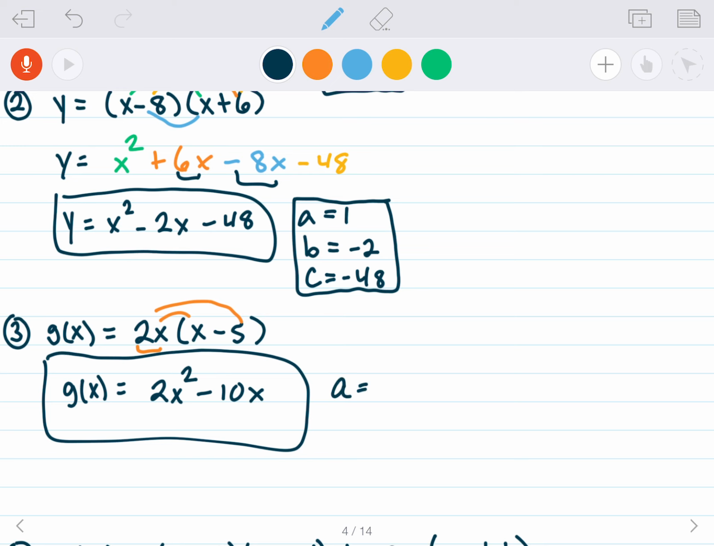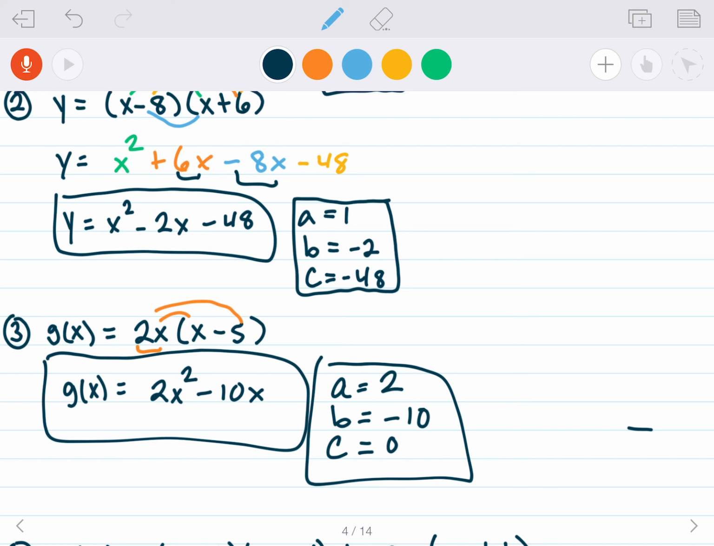So a, the number attached to x squared this time, is 2. B is going to be the number attached to x, which is negative 10. And c is the constant term, and we don't see a constant term, so we're going to assume that it's plus 0. So c is going to be 0. And that's our answer. Let's take a look at number 4.